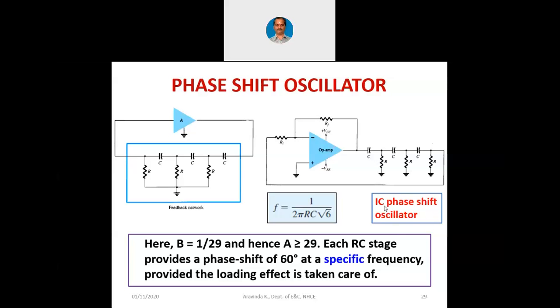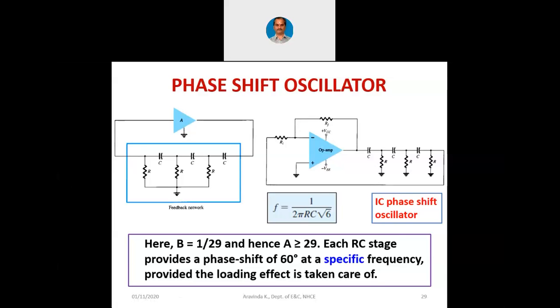Why is it called an integrated circuit phase shift oscillator? That is because the operational amplifier itself is an integrated circuit. It is not a discrete circuit. An operational amplifier is available as a silicon chip packed in either a ceramic or plastic package with pins outside so that we can solder the pins to our printed circuit board and we can handle this package with our own hands. Otherwise, the silicon chip is really very small.